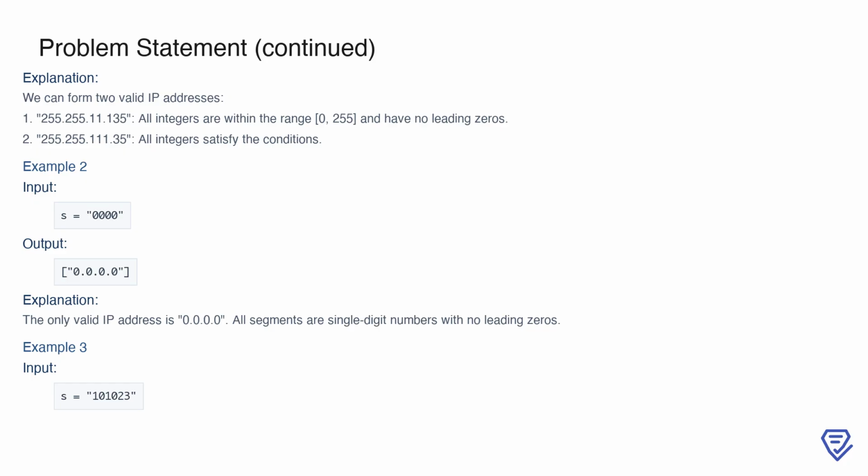For the input S equals 2552551135, we can form 2 valid IP addresses, 255.255.11.135 and 255.255.111.35. Each segment of these IP addresses falls within the range of 0 to 255, and none of the segments have leading zeros. Now, consider the input S equals 0000. Here, the only valid IP address is 0.0.0.0, where all segments are single-digit numbers, and again, there are no leading zeros. These examples highlight how the string can be divided into 4 valid segments that meet the problem's requirements.